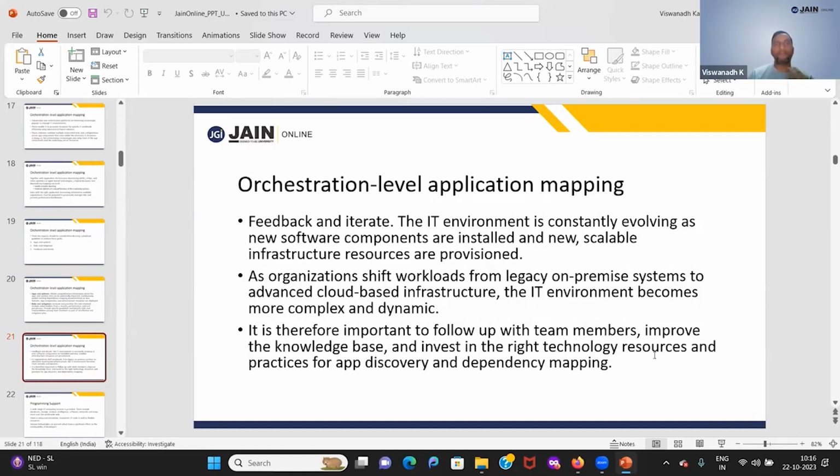The third key factor, feedback and iterate, is constantly evolving as a reinforcement learning during the agile process or application process. New software components are installed and new, scalable infrastructure resources are provided. As organizations shift workloads from legacy on-prem systems to advanced cloud-based infrastructure, these IT environments become more complex and dynamic. It is therefore important to follow up with the team members, improve the knowledge base, and invest in the right technology resources and practices for application discovery and dependency.